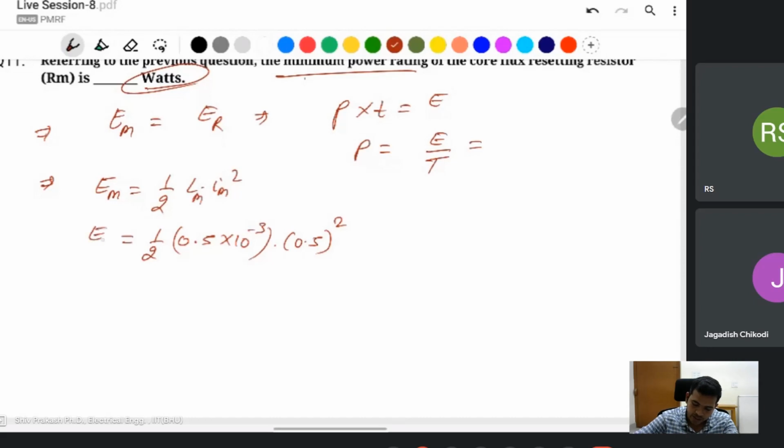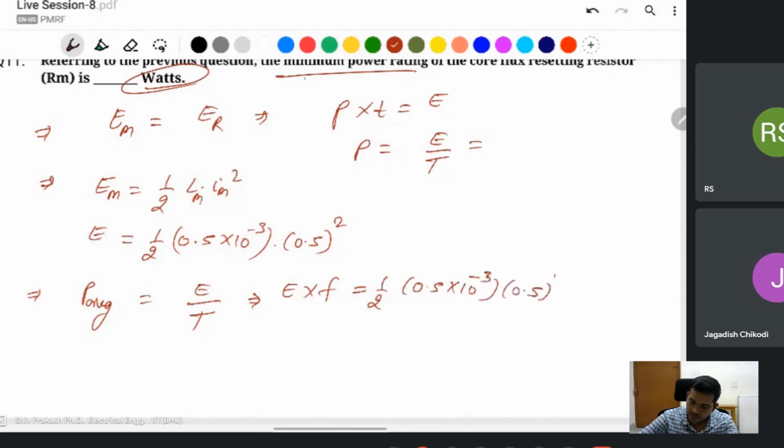So now energy. Power is equal to energy divided by time period, which means E into frequency. Frequency is given as 100 kilohertz. Then it will be half L I square, 0.5 into 10 to the power minus 3 and 0.5 half L I square, into the frequency of 100 kilohertz. You can find 6.25 watts.